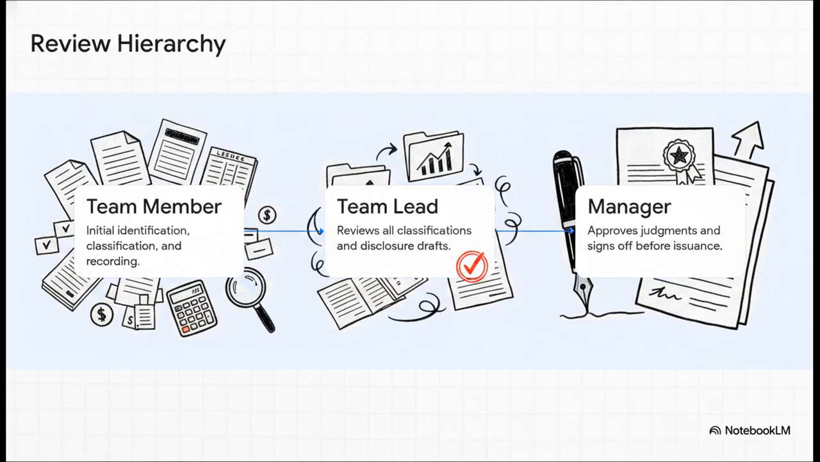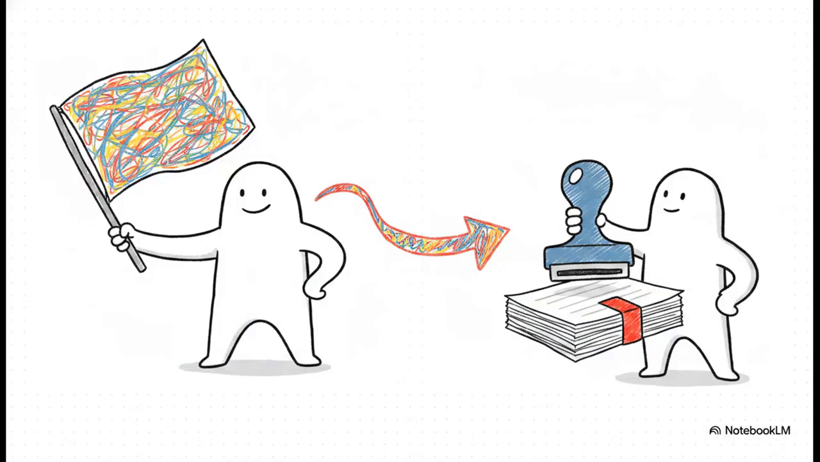Step 2 is the team lead, who steps in to review those classifications, the journal entries, and the disclosure drafts. And finally, Step 3 is the manager, who has the ultimate responsibility to approve final judgments and sign off. The absolute most critical part of this entire hierarchy is the communication handoff between the bottom and the top.